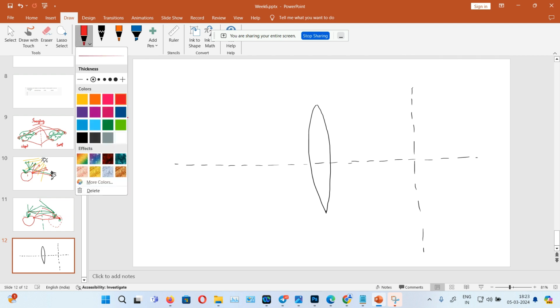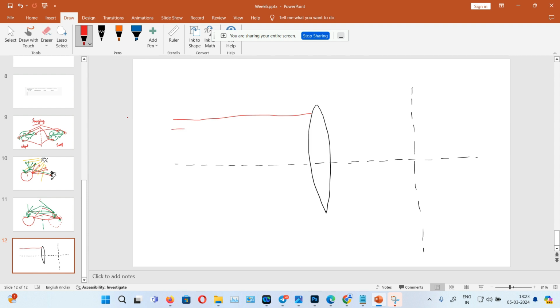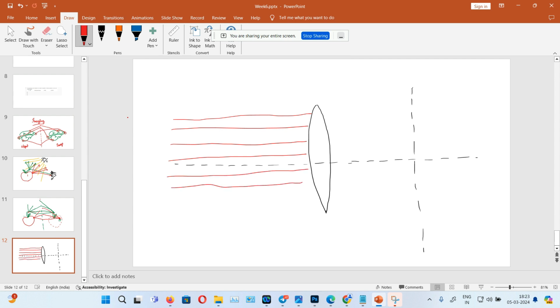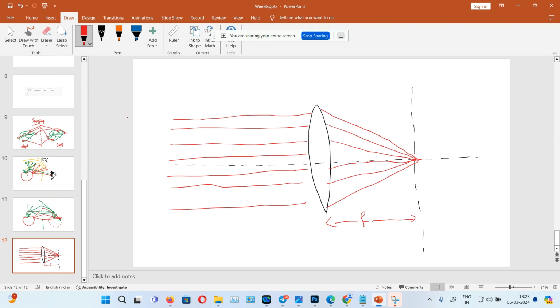If all the rays are coming in a parallel manner to a convex lens, a convex lens is a converging lens which will converge the whole parallel rays to a single point called the focus. And this distance is called the focal distance f, and the plane carrying the focus is called the focal plane. Why is this important?